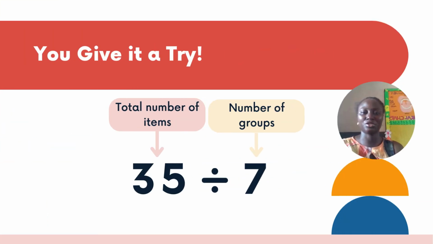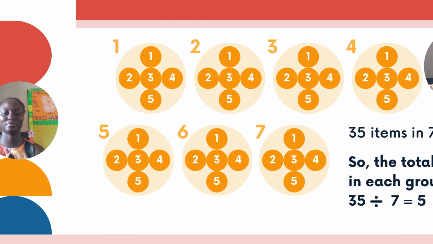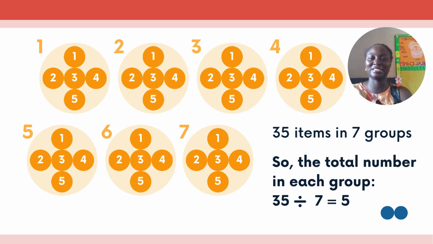So let's give it a try. 35 divided by 7. The total number of items to be divided is 35, and the number of groups is 7. So how many items will be in each group? So let's find out. As we can see, the items have been distributed or shared into 7 groups equally. So the total number in each group is 5.